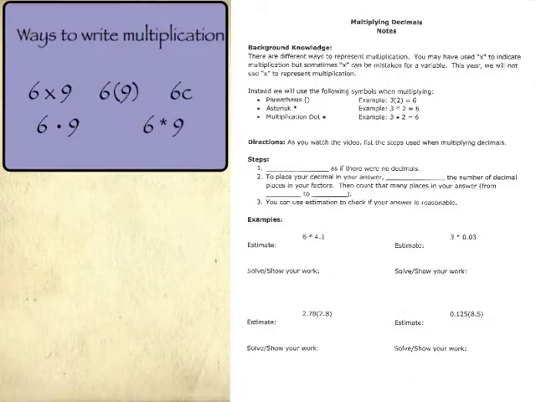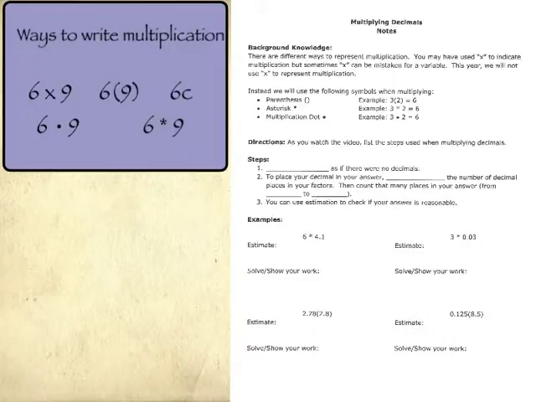Today we're going to talk about multiplying decimals. Now in the previous years, you've always referred to multiplication using the symbol x. We are no longer going to use the symbol x when talking about multiplication because oftentimes the x gets confused with the variable.